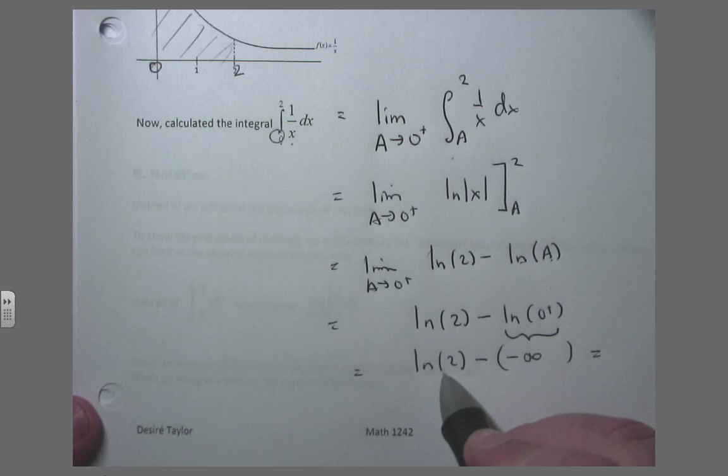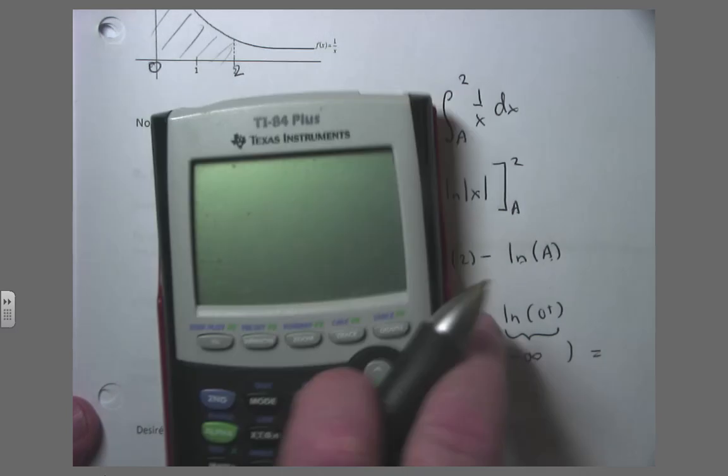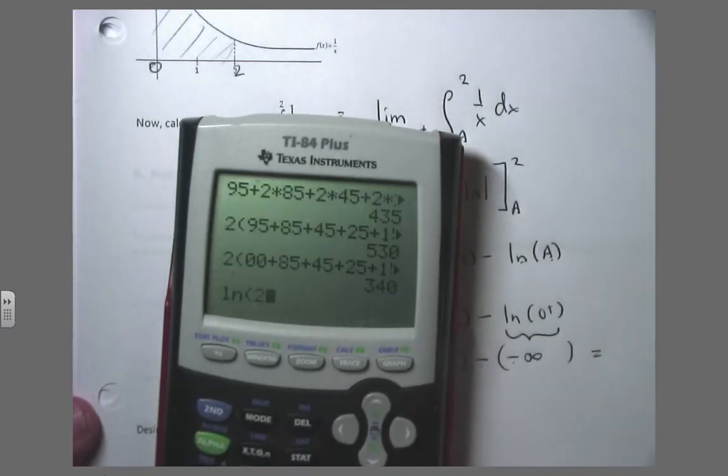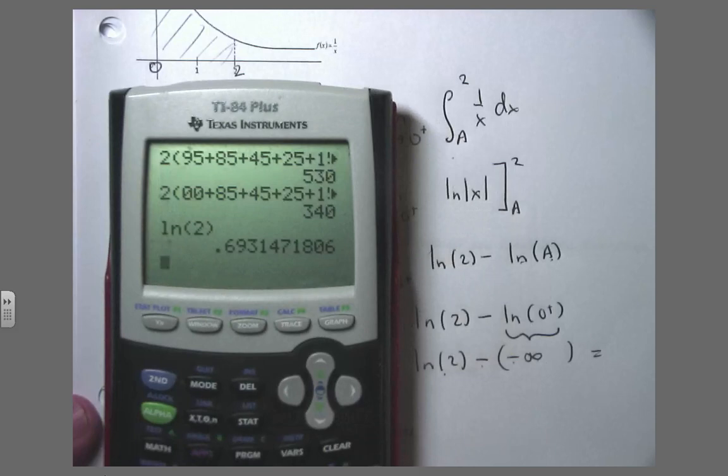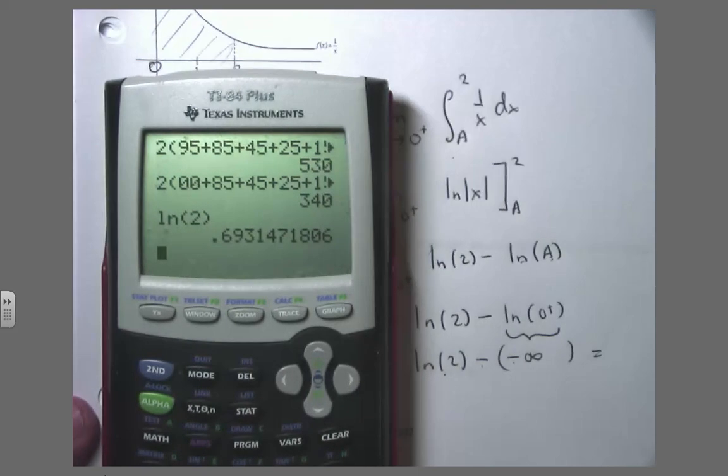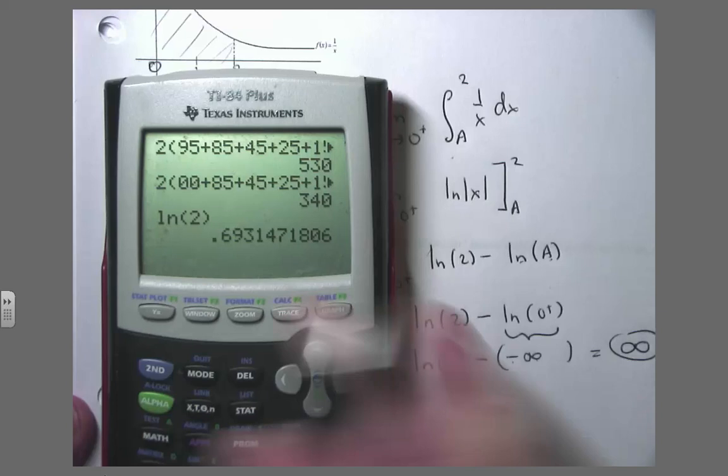Now, clean up your answer. This is the natural log of 2 minus negative infinity. A minus is a plus. Natural log of 2 is some crappy 0.69 number on the calculator, nothing but a digit, 0.69314 71806. But that'll be plus infinity. What's a decimal plus infinity? The answer is infinity.